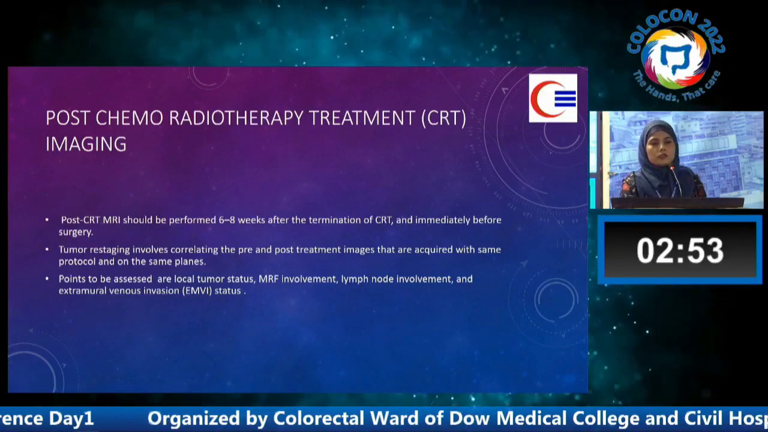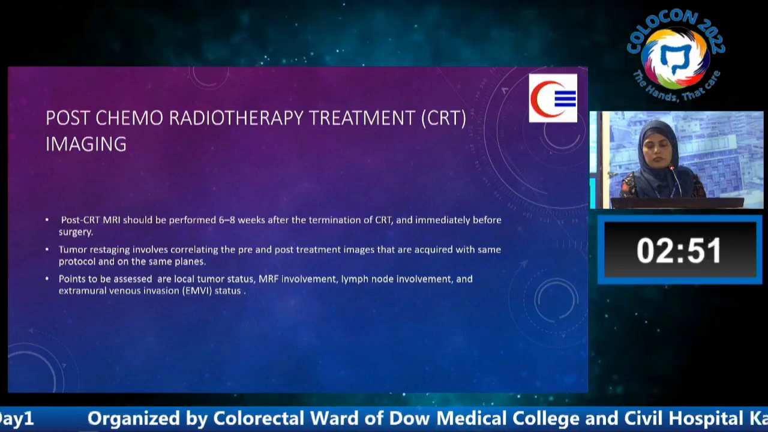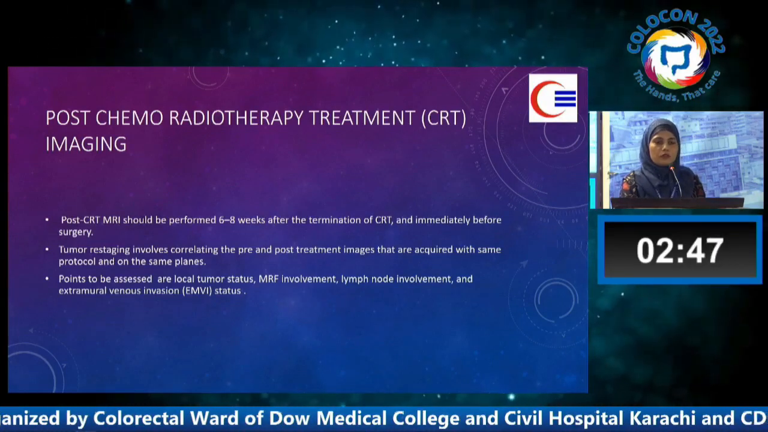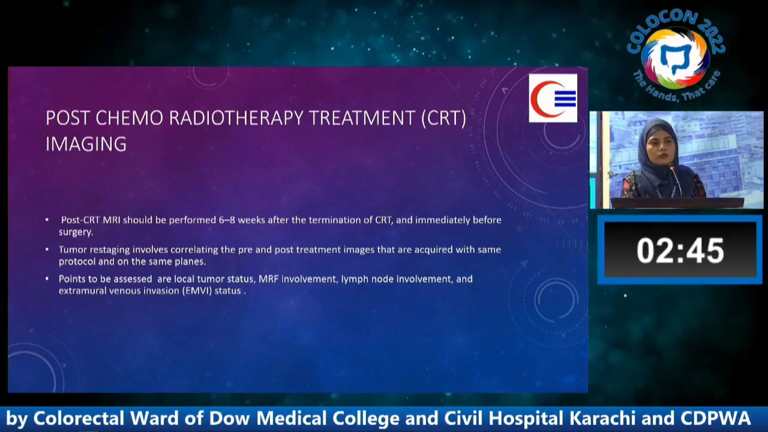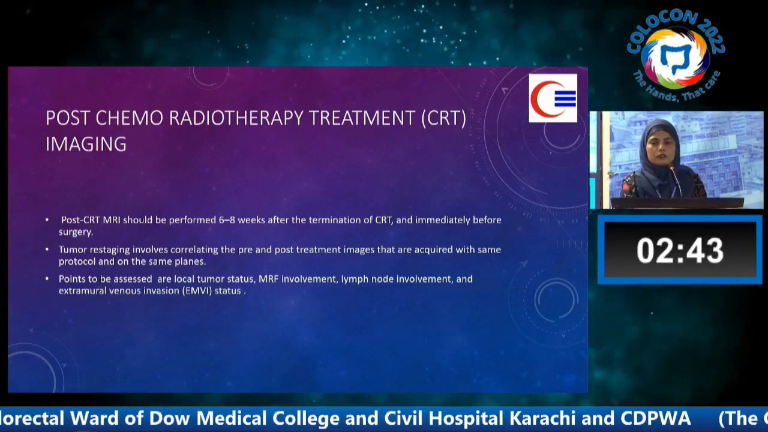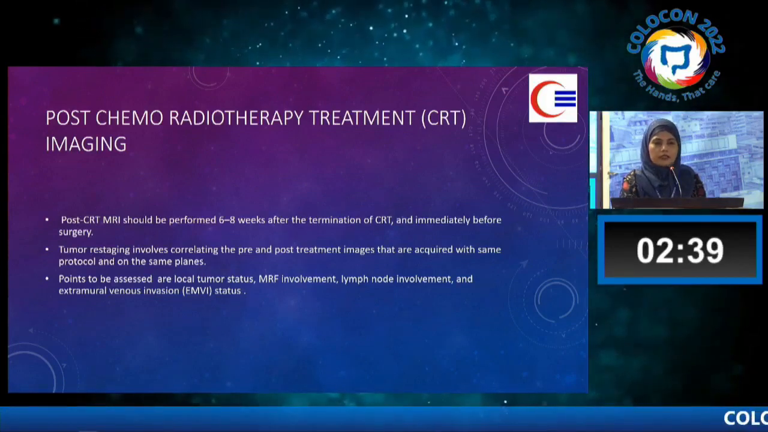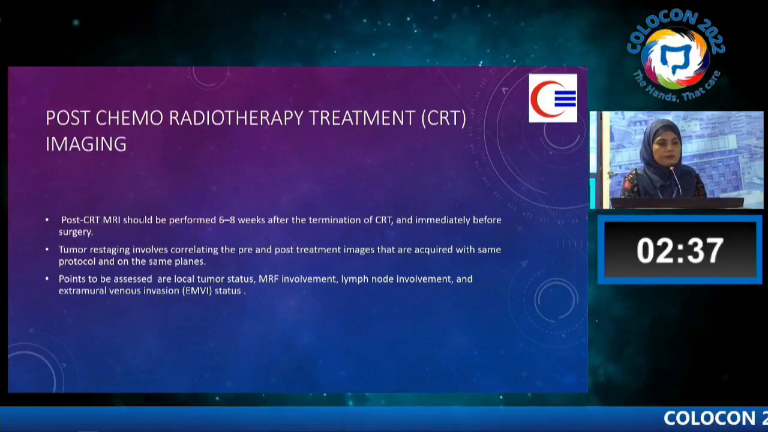Practically in my institute, what I found difficult is that the first imaging is performed at another institute, the second is performed at another institute, one is on low Tesla, one is on high Tesla. So we cannot compare apples with oranges. Practically, this is something very difficult.